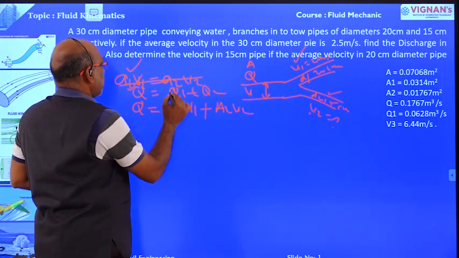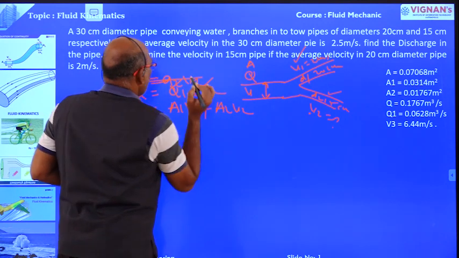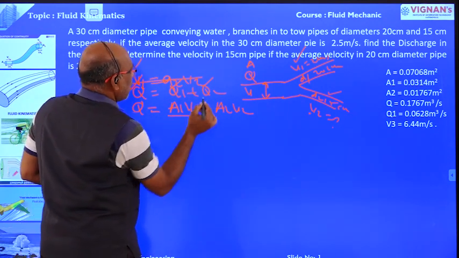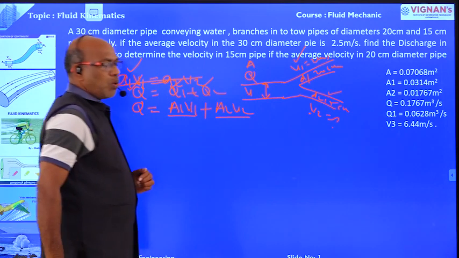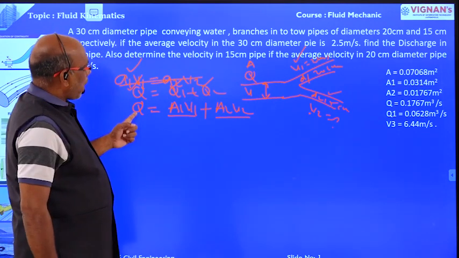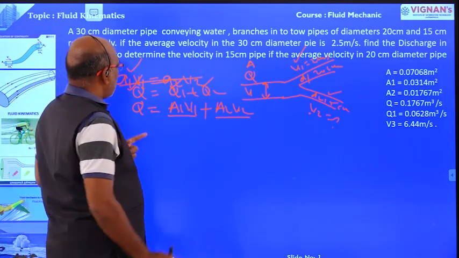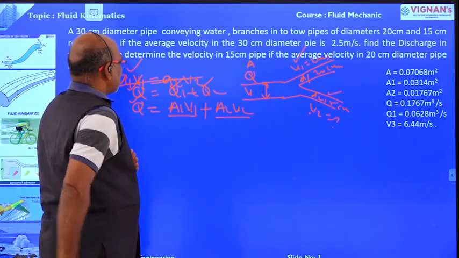Therefore, Q is equal to Q1 plus Q2. Q1 is nothing but A1 V1. Q2 is nothing but A2 V2. Yes, already we have determined the Q value. We know Q is known to us.